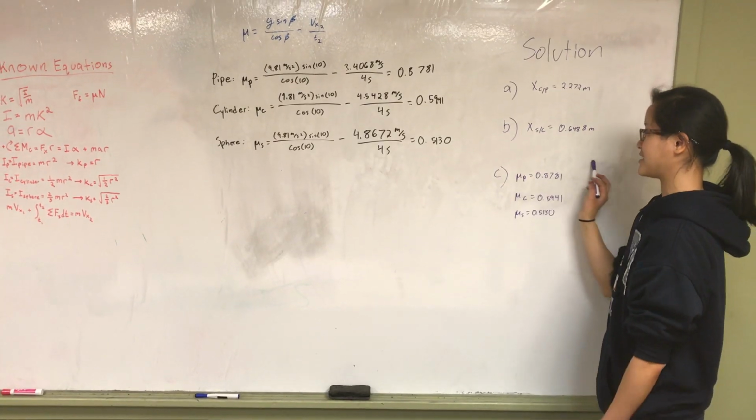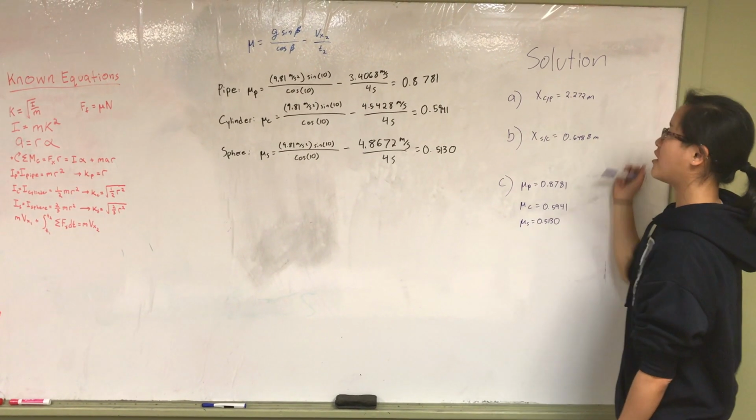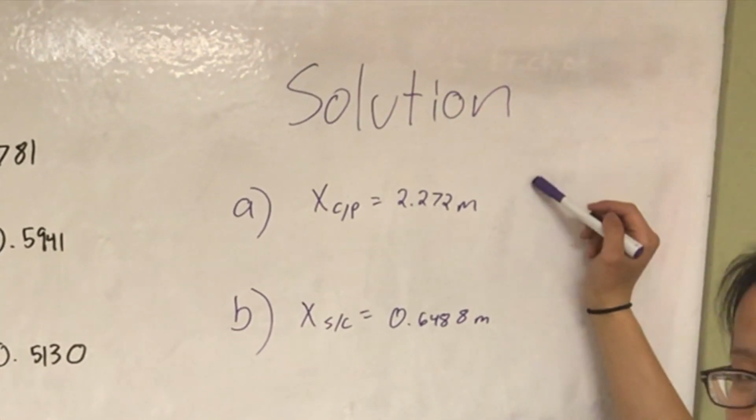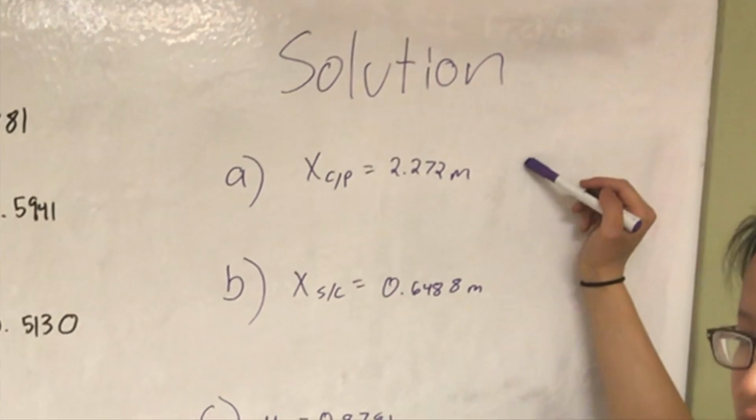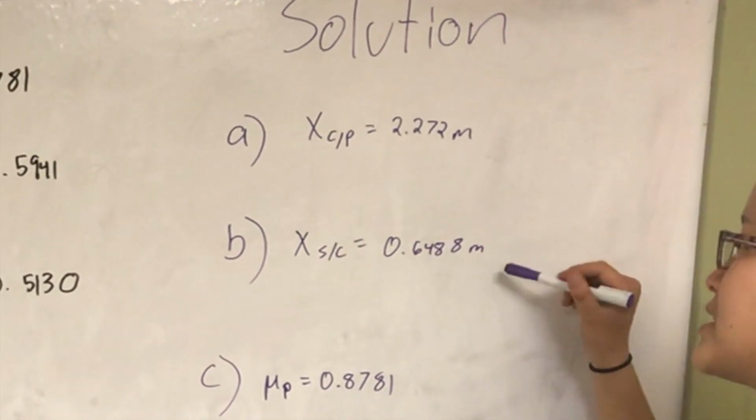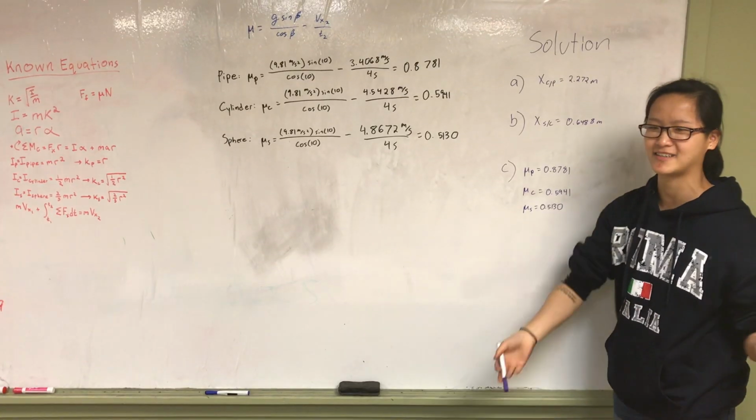And that can be seen in our solution down here, along with the solution to part A, distance between the cylinder and the pipe, 2.272 meters, and the distance between the sphere and the cylinder, 0.6488 meters. And that's how you solve the problem.